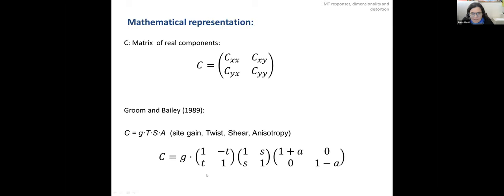For lack of time, I won't explain all the details, but it's very instructive. In the original paper, each of these matrices has a graphical representation in which you can see how the twist twists the electric field, the shear provides a shear, and anisotropy also modifies the field accordingly.